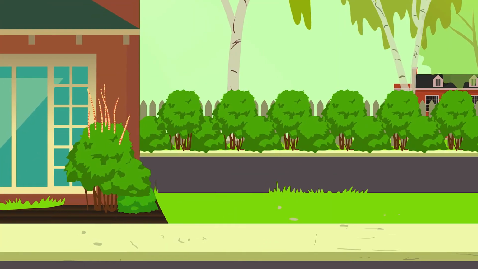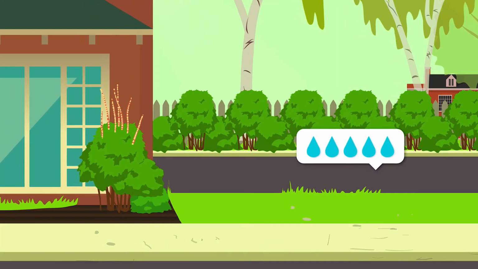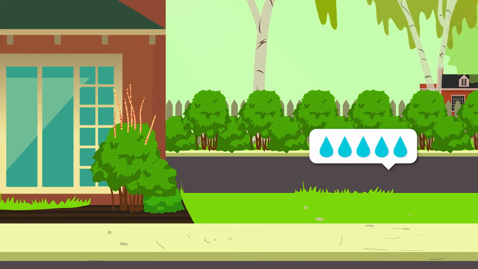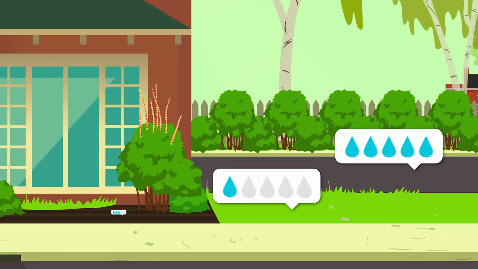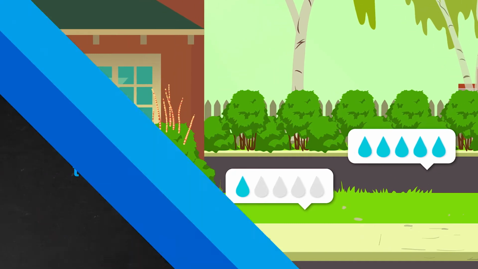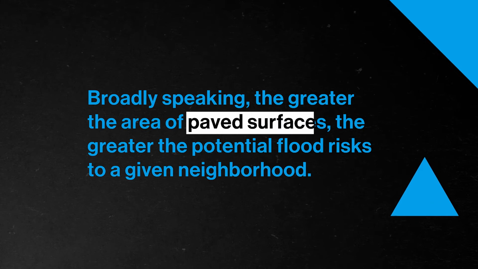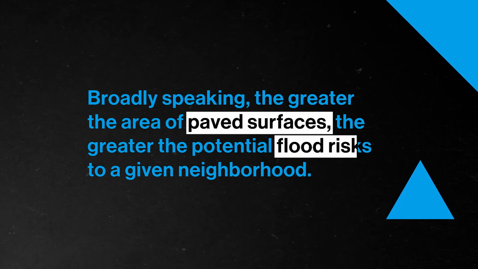See, big paved driveways cause water to run off into other areas, rather than being absorbed into the ground. But a grassy lawn with sandy soil will absorb the water really well, and a clay soil will do an okay job. Broadly speaking, the greater the area of paved surfaces, the greater the potential flood risks to a given neighborhood.